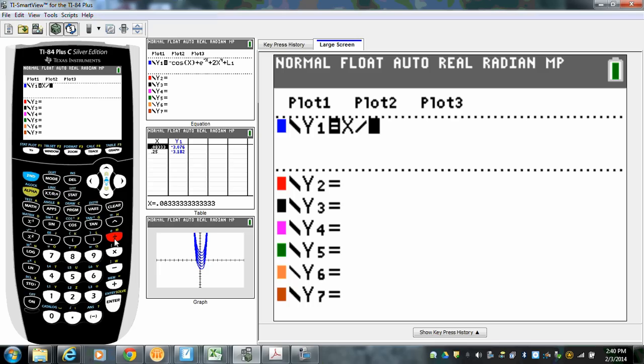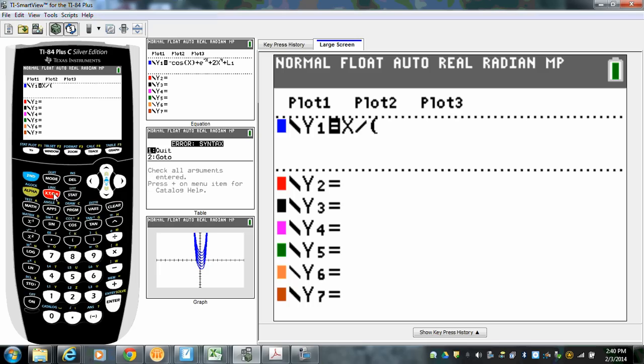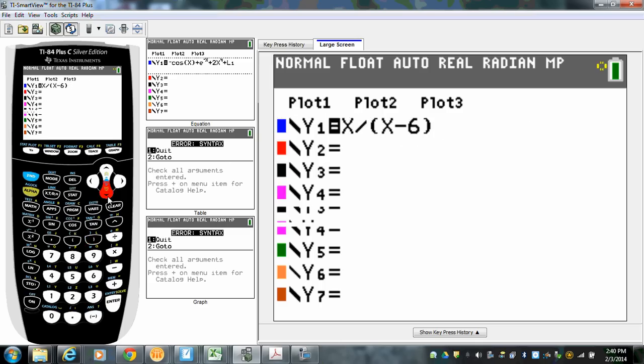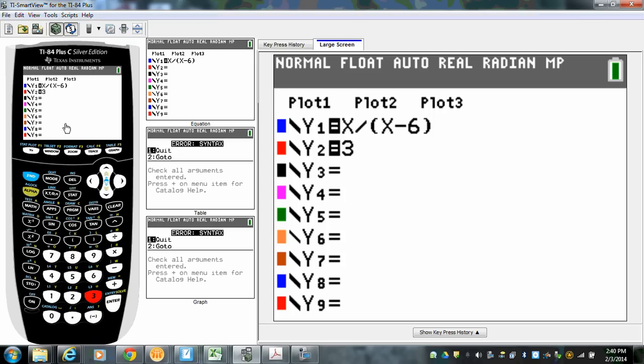So I would do x divided by, and now anytime you type more than just a simple variable or a simple number into the numerator or the denominator of a fraction, you have to put parentheses around it. So notice I have parentheses around x minus 6 there. And then for y2, I'm going to put 3.